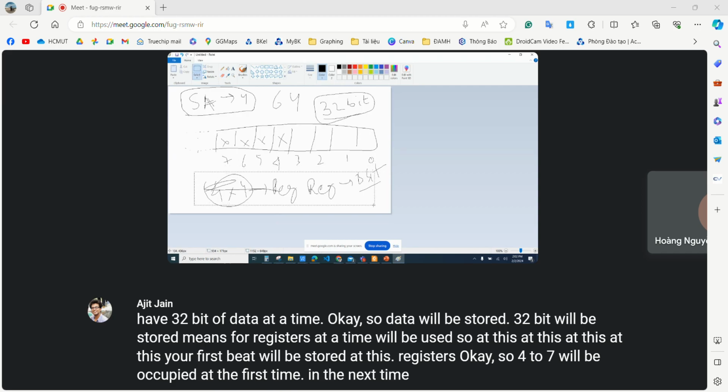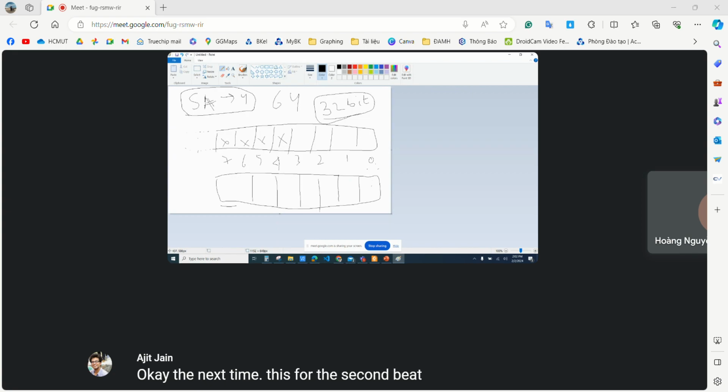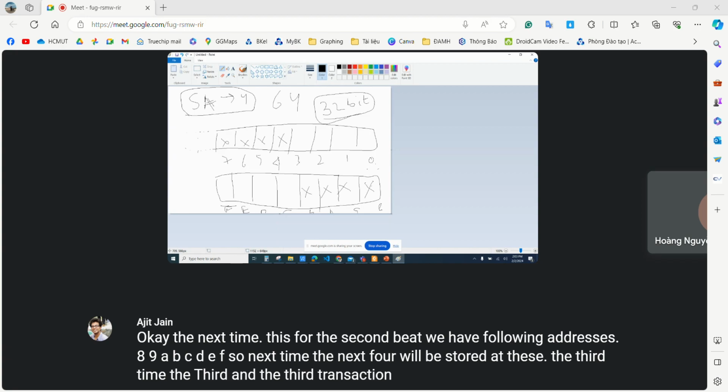Okay, so 4 to 7 will be occupied at the first time. The next time, for the second beat, we have the following addresses: 8, 9, A, B, C, D, E, F. So next time, the next 4 will be stored at these, and the third time, in the third transaction, this will be used, C, D, E, F.